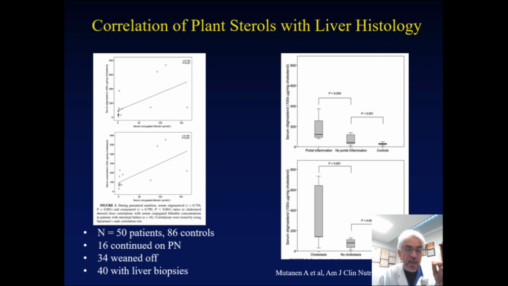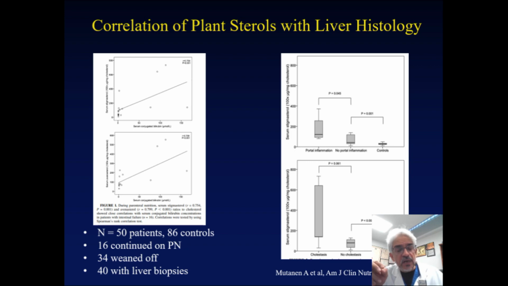The panel on the left shows the concentration of stigmasterol, upper panel, and phytosterol in the lower panel, expressed as a ratio to the concentration of cholesterol in serum, had a linear correlation with the serum bilirubin concentration. In other words, stigmasterol concentration and phytosterol concentration independently appear to correlate with the occurrence of hyperbilirubinemia in children on PN. The right panel shows, even more interestingly, that stigmasterol concentration, again expressed as a ratio to the concentration of serum cholesterol, correlated strongly with the presence of portal inflammation in the upper panel, and in the lower panel, phytosterol, again similarly expressed as a ratio to the concentration of cholesterol, correlated strongly with the occurrence of cholestasis.